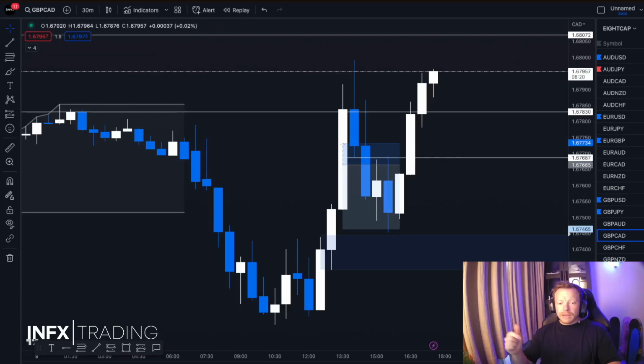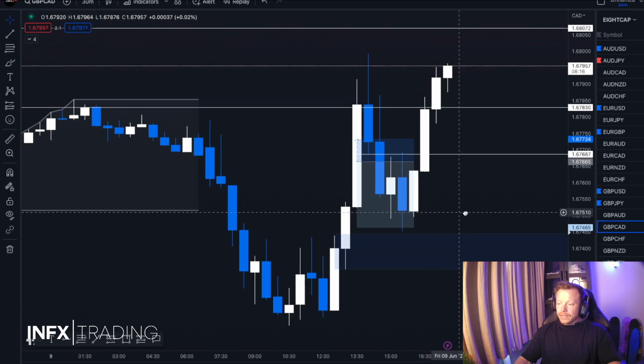Alright there guys, so we're back for an update. It's been a couple of hours, and as you can see, we have completed on this trade.